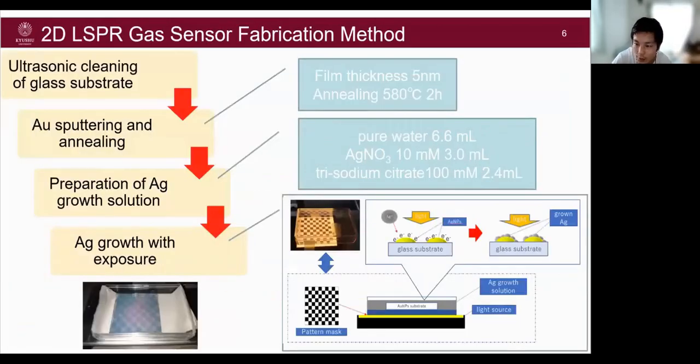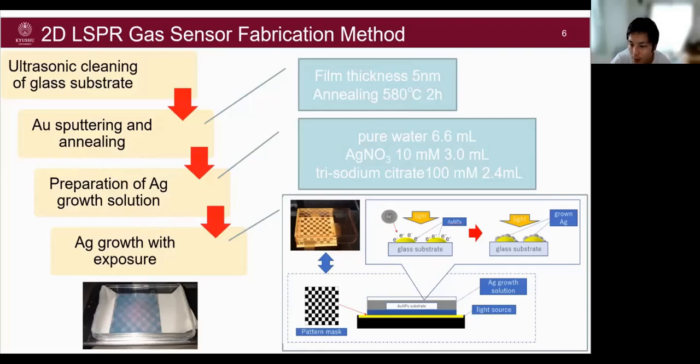This section describes how to fabricate the LSPR gas sensor. Clean the glass substrate with ultrasonic cleaning. Next, deposit AuNPs with a thickness of 5 nanometers on the cleaned glass substrate. Next, stabilize the size of the gold nanoparticles by annealing at 518 degrees for 2 hours.